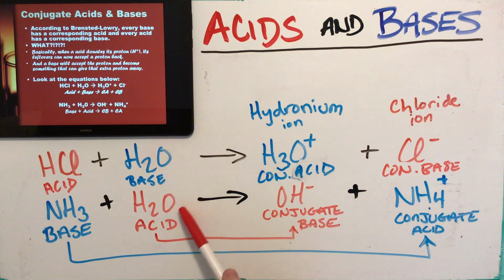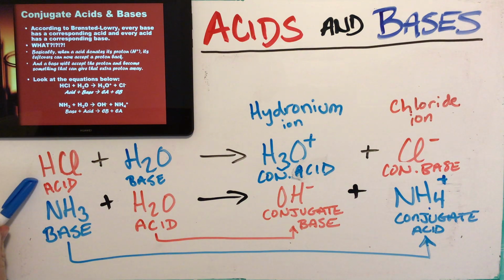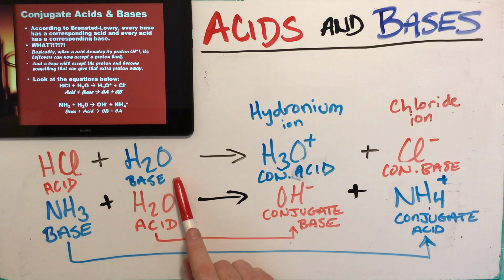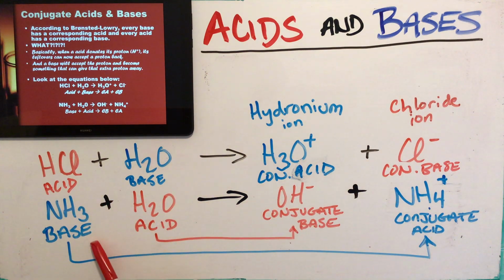Look at water. Hydrochloric acid is always going to make an acid of itself. See what I did there? Anyway, ammonia will always be a base. Hydrochloric acid will always be an acid. But water, with the acid, water took on the role of the base. And with the base, water took on the role of the acid.